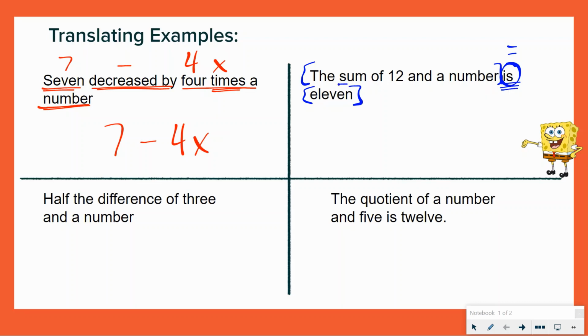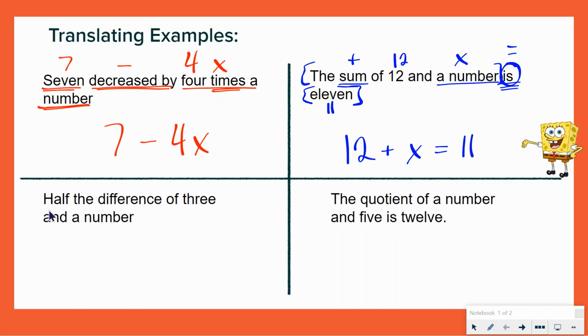The sum is an addition problem, or really the answer to an addition problem. The sum of 12 and a number that I don't know yet, I'm going to call that x, is 11. So the addition between 12 and some number is 11.